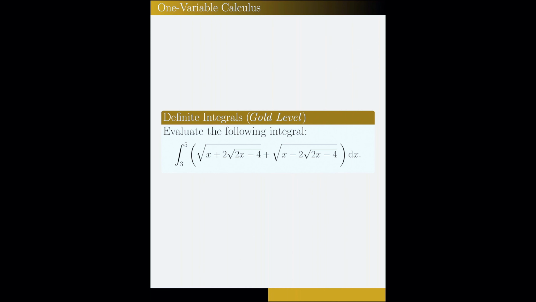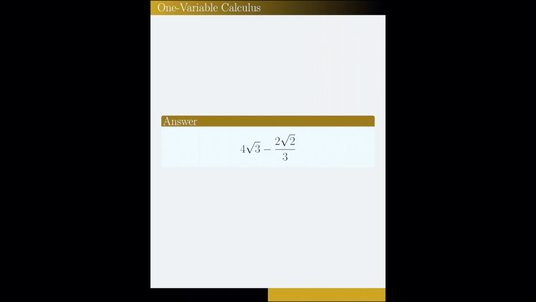If you do the calculations correctly, the answer to the problem will be 4 square root of 3 minus 2 square root of 2, over 3.